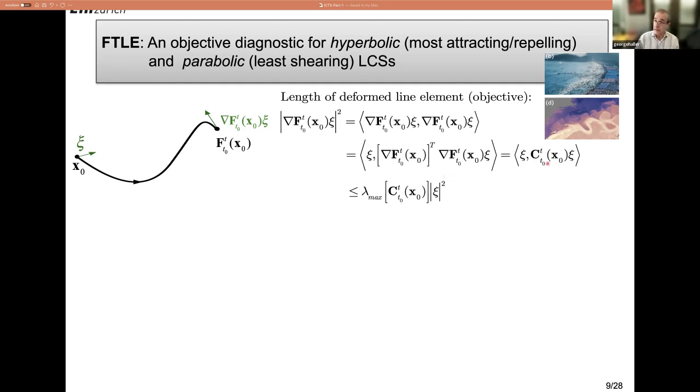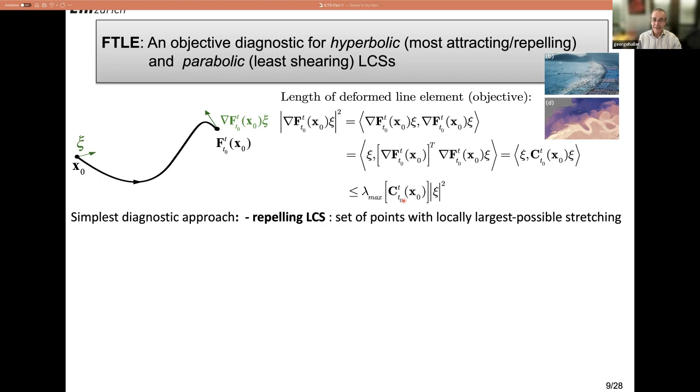This is a positive definite tensor because of the way it's constructed, essentially squaring, if you will, the deformation gradient. So this lambda max is, for non-degenerate flow, guaranteed to be a positive number. Okay, and then you can ask the following, because we would still like this curve to satisfy some sort of extremum property, so that it's important.